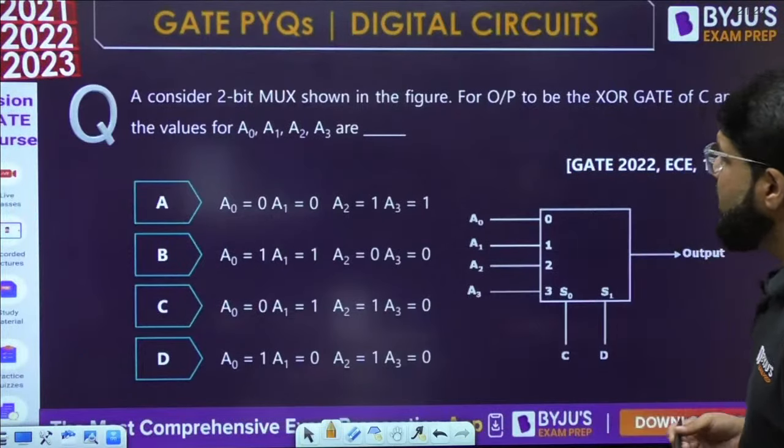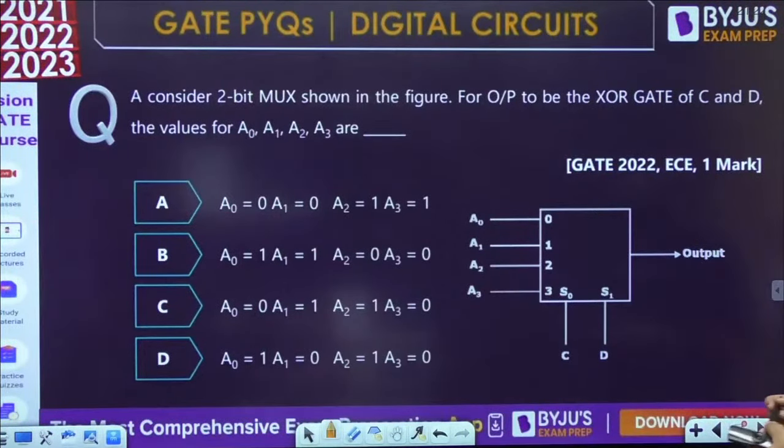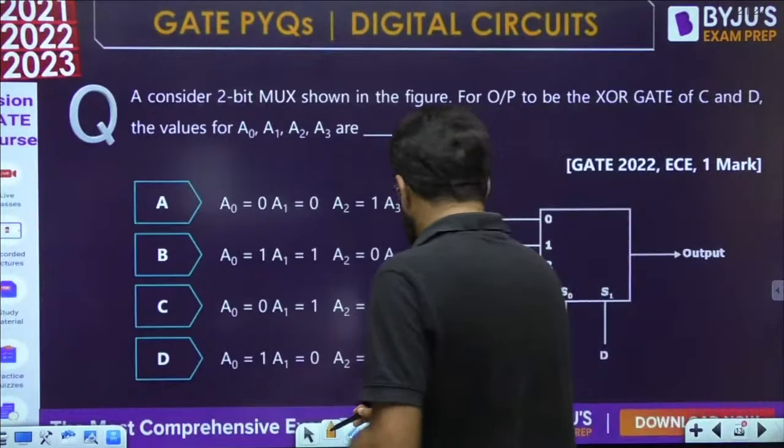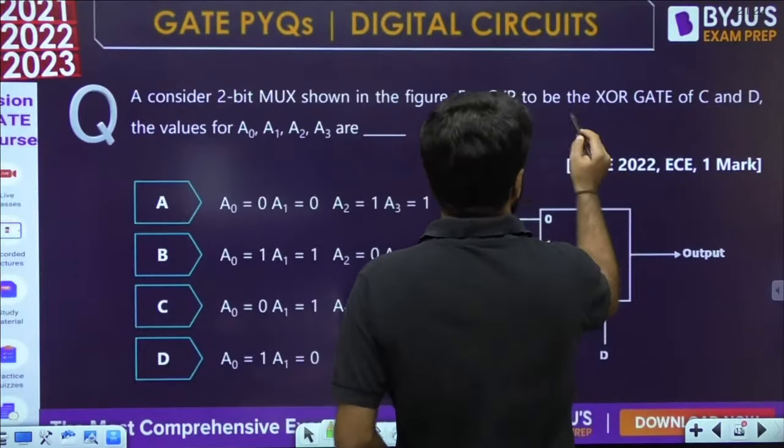The A0, A1, A2, A3. What are the values? Okay, for A0, A1, A2, A3. So, a very, very simple question. Yeah, one mark a question here.